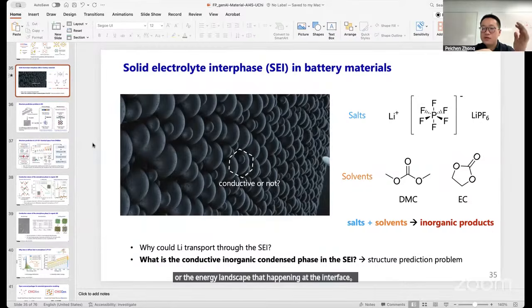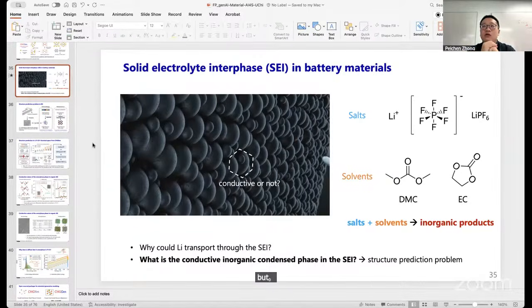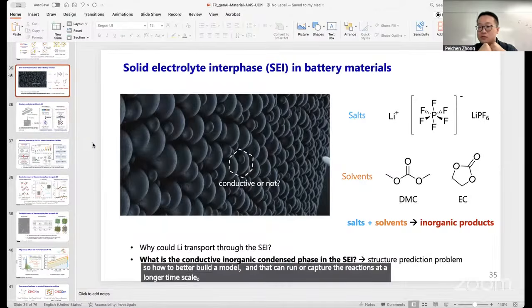For example, the degradation. Molecular dynamics simulation can do a nanosecond simulation, but still now, I don't think we have a very concrete simulation of the full description of the surface reactions. So how to better build an accurate model that can capture the reactions at a longer time scale is important.